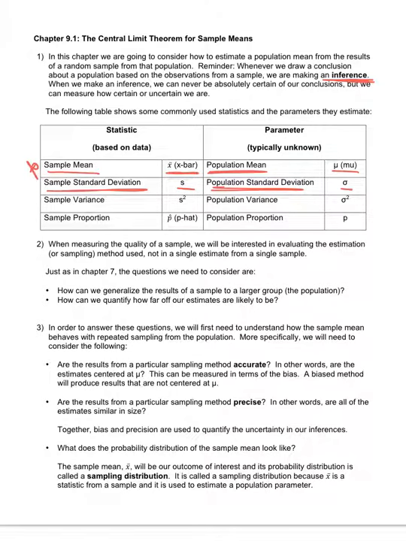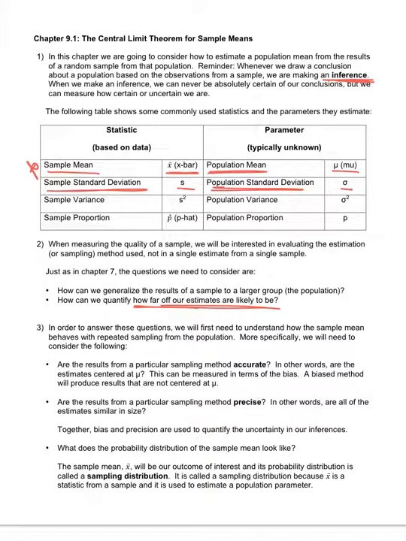So when measuring the quality of a sample, we'll be interested in evaluating the estimation or sampling method used, not just a single estimate from a single sample. So, just like in Chapter 7, we're going to want to consider, are we able to generalize our results to a larger population? And can we quantify how far off our estimate is likely to be?